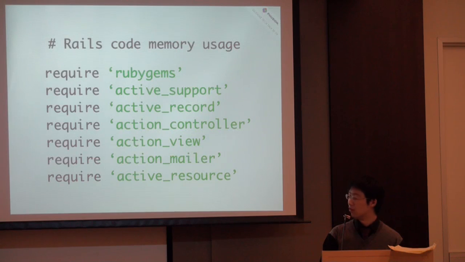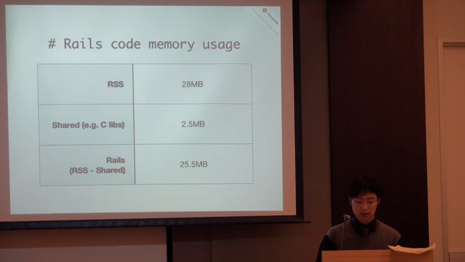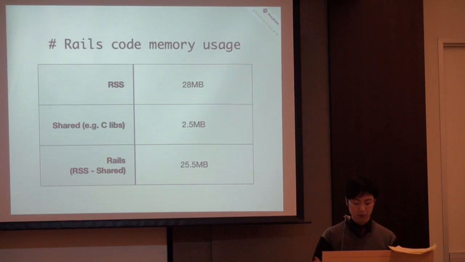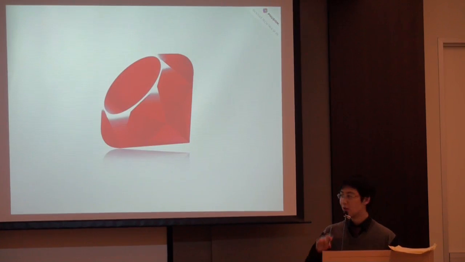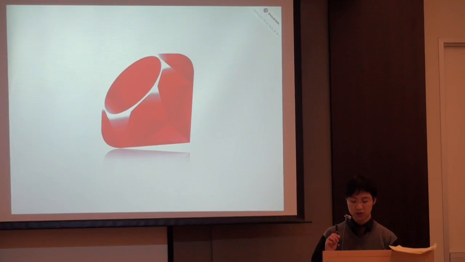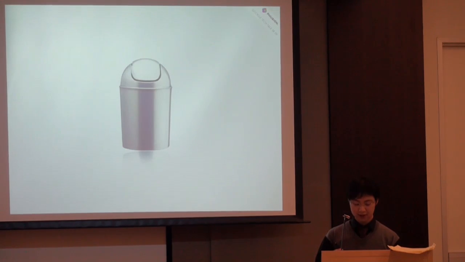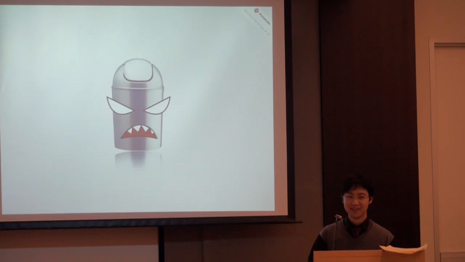And if we load in the Rails libraries, we end up with a process that eats about 25 megabytes, and that's already with shared memory taken into account. We had already measured that a Hello World Rails application eats about 25 to 30 megabytes, so it seems plausible that we can use copy-on-write to save memory. But there's a problem, because unfortunately, Ruby's garbage collector is not quite copy-on-write friendly.